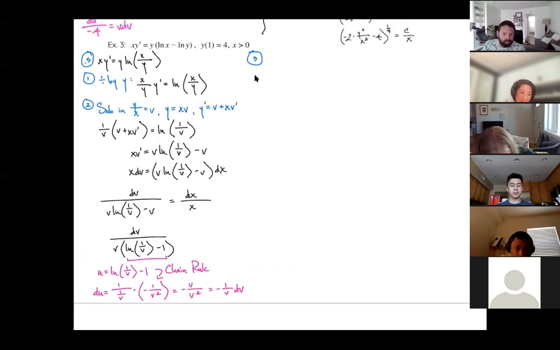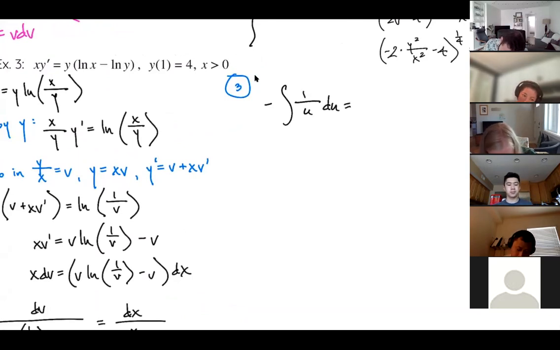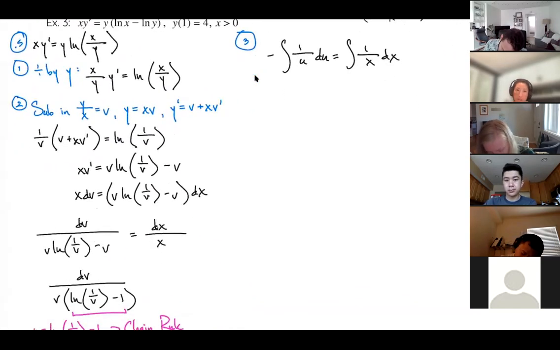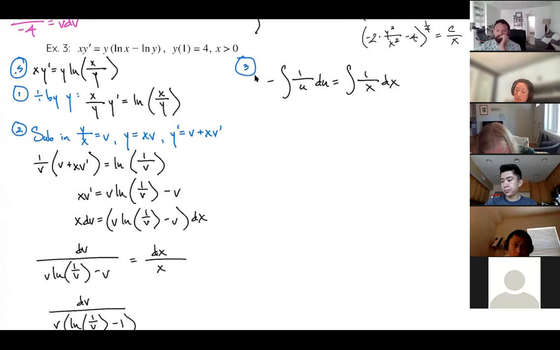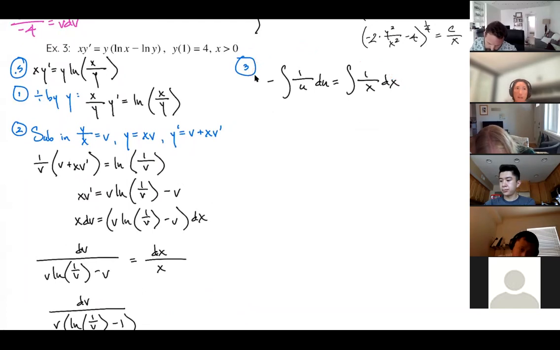All right, I think we're ready to integrate. It turns out that our integral on the left-hand side is simply going to be negative the integral of 1 over u du. And on our right-hand side, we have our integral of 1 over x dx. All right, so with all that algebra in the beginning, we were able to turn this into a situation where the integral itself is not that bad, okay?